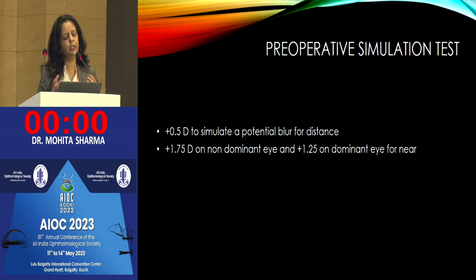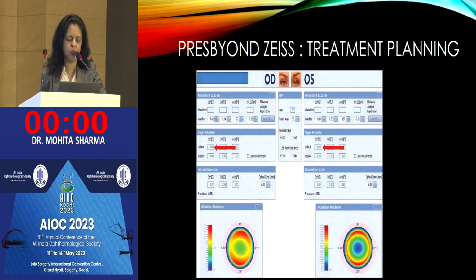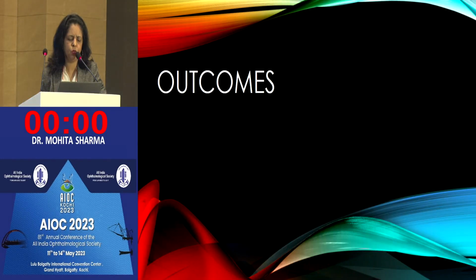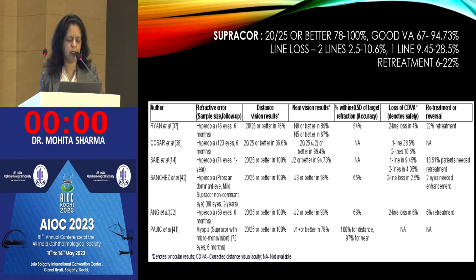So basically, the treatment is decided by doing a preoperative simulation test, in which we put the lenses in front of the eye and show the patient what would be the actual effect after the procedure, and based on that we decide which treatment would be better, whether a unilateral or a bilateral treatment, so that line loss is minimal, and along with that we get a good vision for both distance as well as near. So we'll skip this, but basically these were the principles of Presby LASIK.